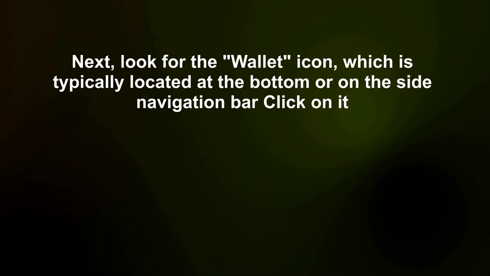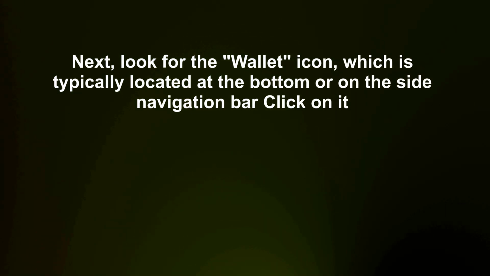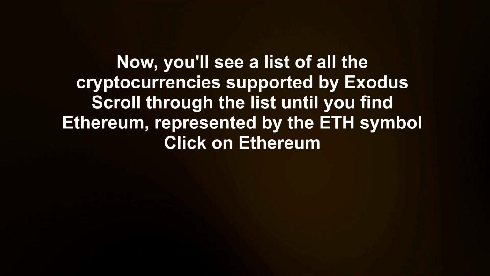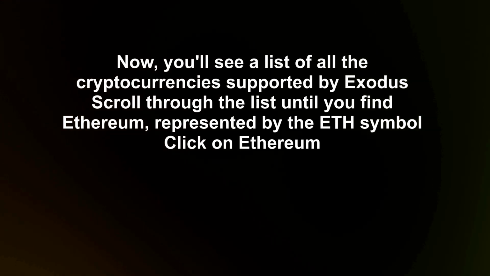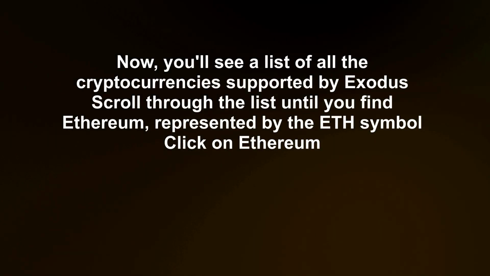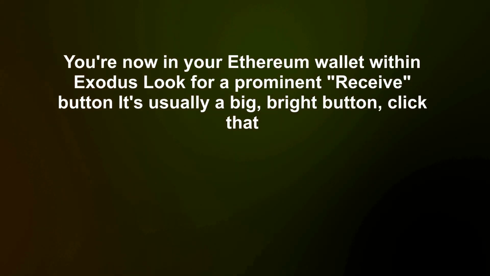Next, look for the wallet icon, which is typically located at the bottom or on the side navigation bar. Click on it. Now, you'll see a list of all the cryptocurrencies supported by Exodus. Scroll through the list until you find Ethereum, represented by the ETH symbol. Click on Ethereum. You're now in your Ethereum wallet within Exodus.